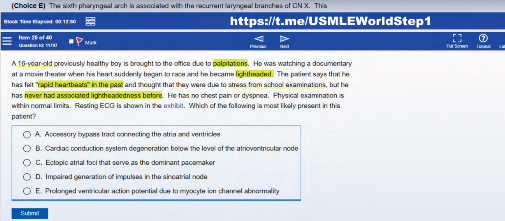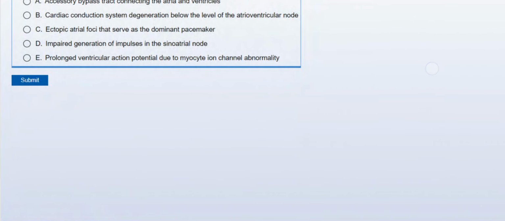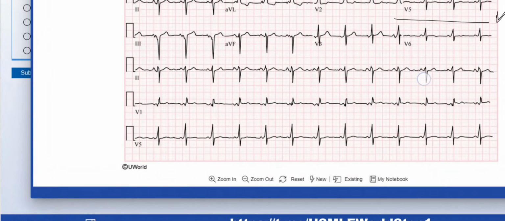Option A, accessory bypass tract connecting the atria and ventricles. Option B, cardiac conduction system degeneration below the level of atrioventricular node. Option C, ectopic atrial foci that serves as the dominant pacemaker. Option D, impaired generation of impulses in the sinoatrial node. Option E, prolonged ventricular action potential due to myocyte ion channel abnormality. So pause it and give the answer.